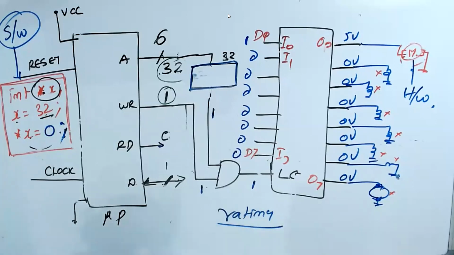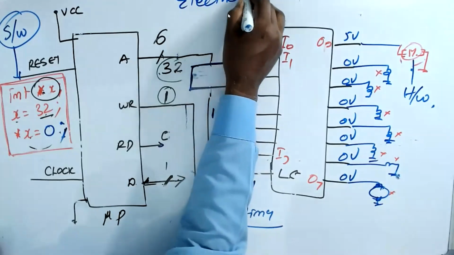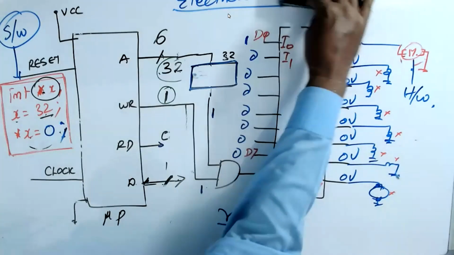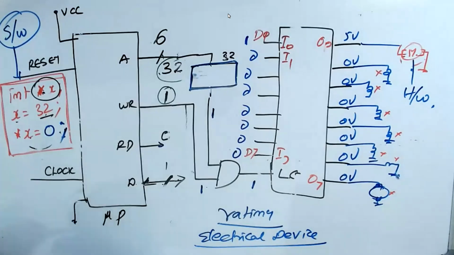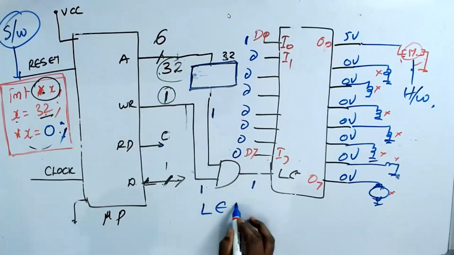Please understand, every electrical device has a rating. The manufacturer will tell you what voltage you should apply. So I have a problem. All my bulbs are 230 volts. At that time a bulb came in the market called LED, light emitting diode. It's actually a bulb.